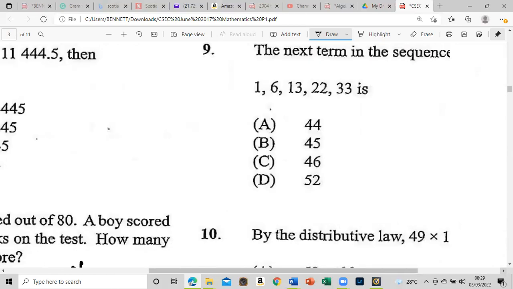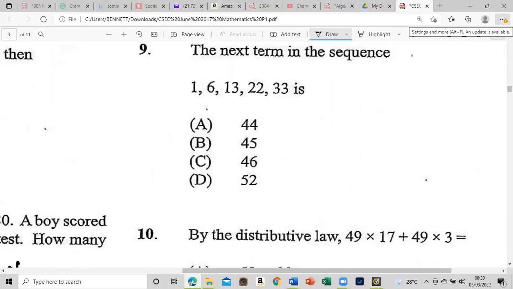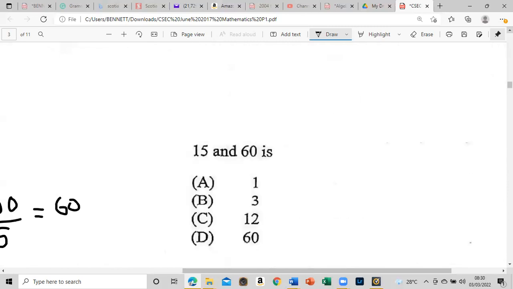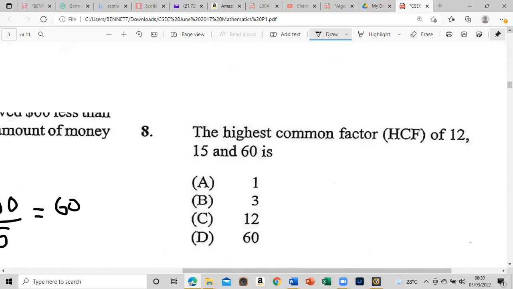This is taking awfully long. Alright, so we're at number 8, I think. Let's go. No, number 7.